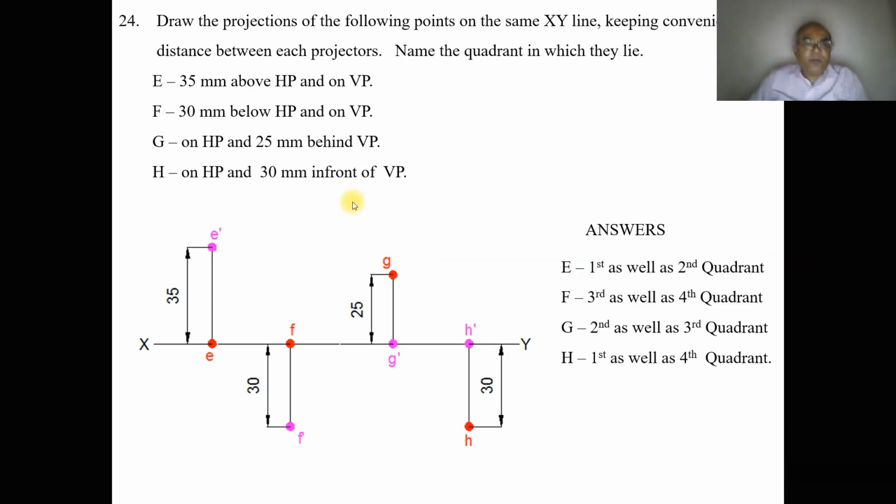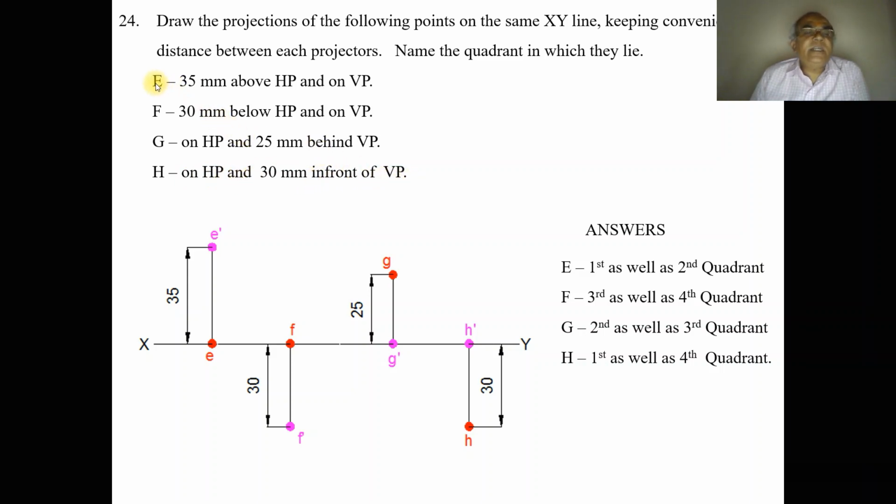Now, continuing one more problem on the combination of quadrants. Draw the projections of the following points on the same XY line, keeping convenient distance between each projector. Name the quadrants in which they lie. Capital E, 35 mm above HP and on VP, and capital F, 30 mm below HP and on VP, capital G, on HP and 25 mm behind VP, and capital H, on HP and 30 mm in front of VP.